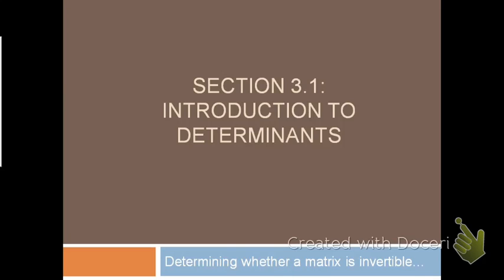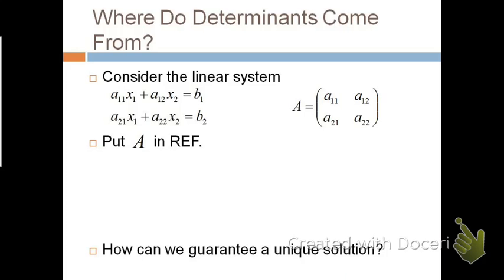So we'll see that a determinant is actually just a number that is assigned to a square array of numbers in a certain way. And as we continue on, we'll see different uses for this determinant. Let's consider this linear system as it is given. If we look at the coefficient matrix A, which is A11, A12, A21, A22, let's put this into REF.